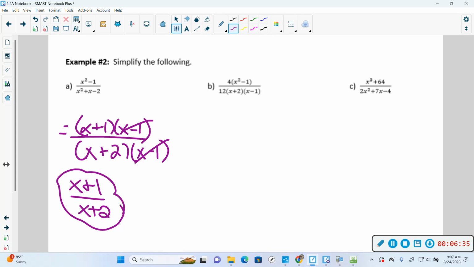I know it doesn't ask for domain, but let's just practice. That's kind of new. What's the only number you couldn't use in your domain? -2, because it would zero out the bottom. Got it.